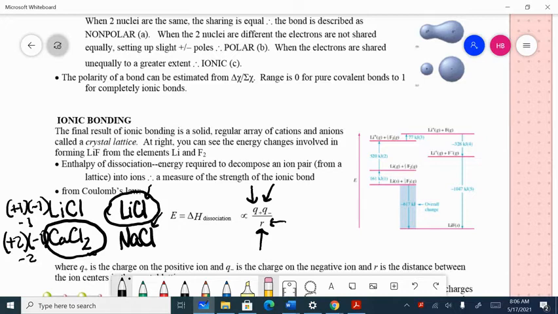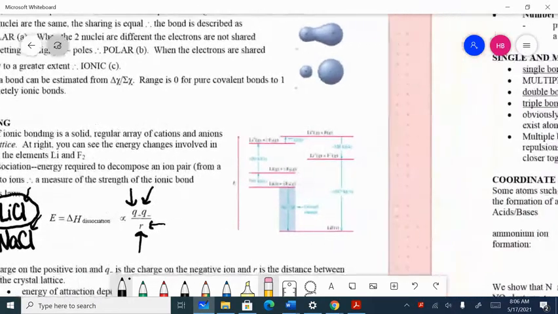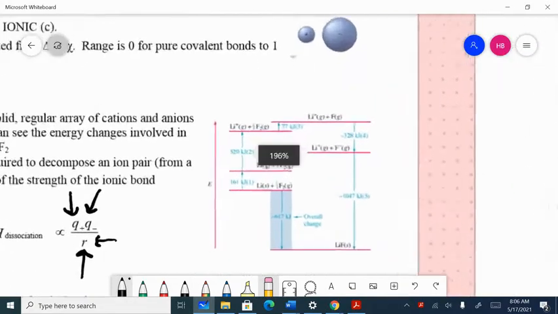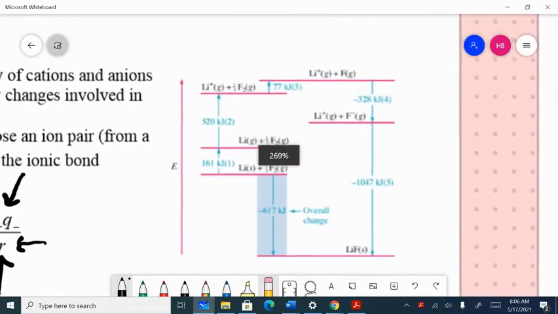So when you're using Coulomb's law, that's when you're trying to tell me which one of these ionic solids will have a larger lattice energy. Let me show you what lattice energy is again.